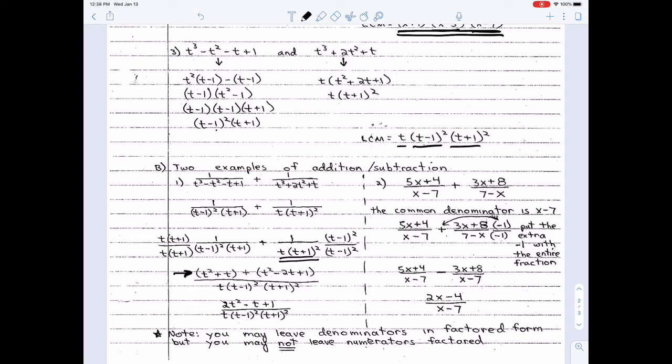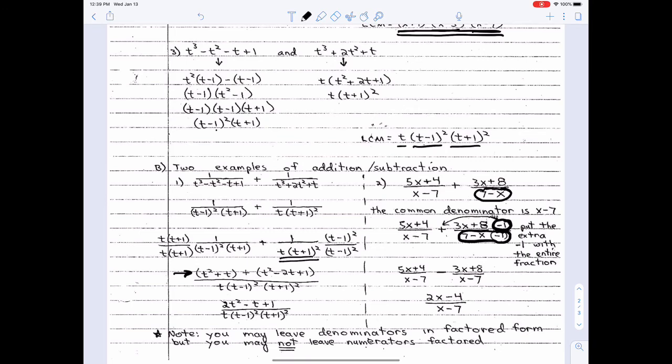Okay? Number 2, we have 5x plus 4 over x minus 7 and 3x plus 8 over 7 minus x. Now, what's the common denominator? It's not x minus 7 times 7 minus x. It's just x minus 7. So this doesn't say x minus 7 right now. So what I'm going to do is multiply top and bottom by -1. Now, this -1 goes to the bottom, making it an x minus 7. That's our common denominator.